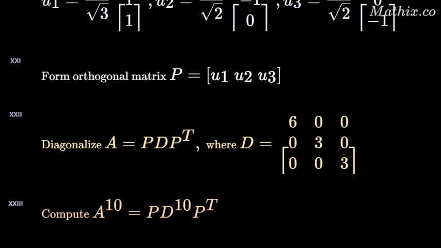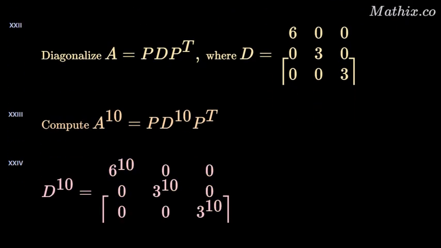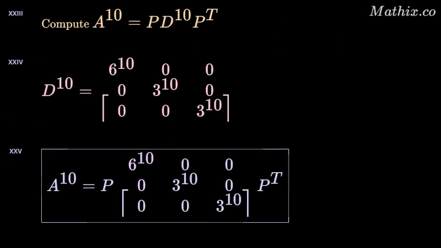To compute A to the power of 10, we use the diagonalization and write it as P times D to the power of 10 times the transpose of P. The matrix D to the power of 10 is diagonal with entries 6 to the power of 10, 3 to the power of 10, and 3 to the power of 10.